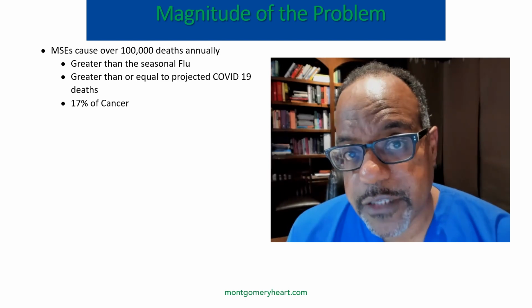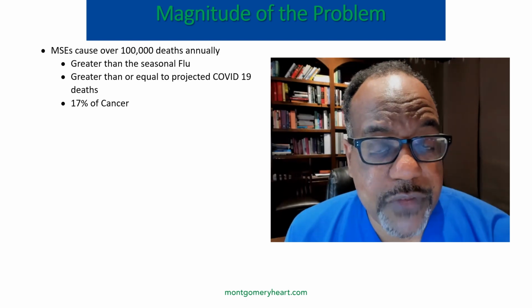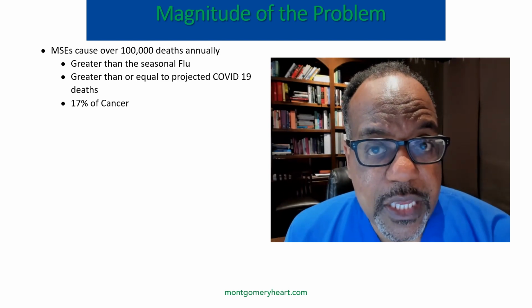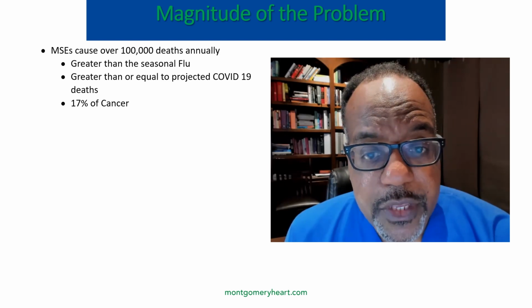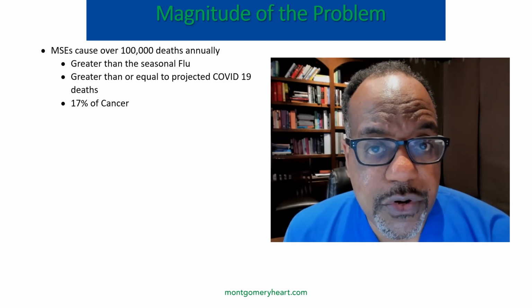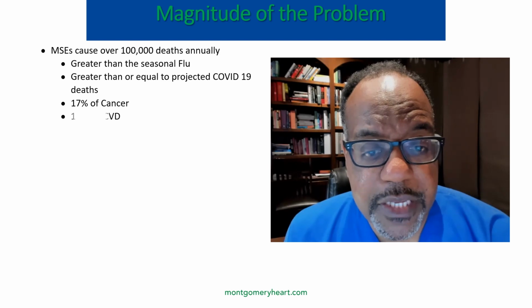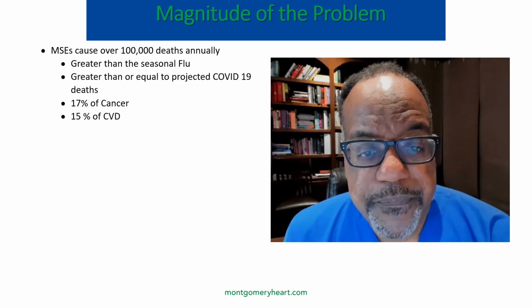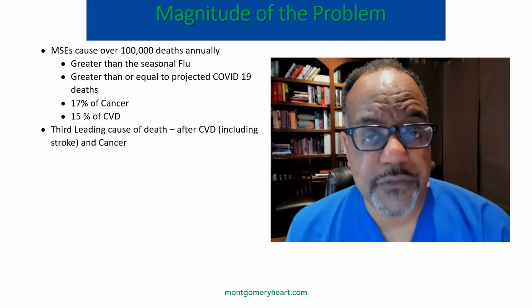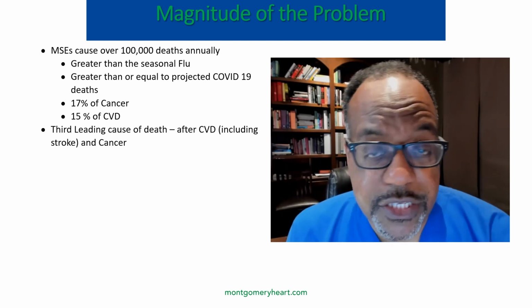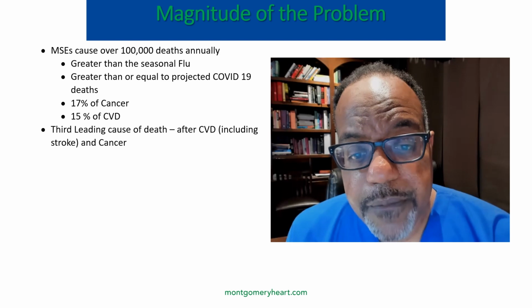They're projecting the deaths to be somewhere in the neighborhood of 100,000 this year. We don't know that for sure. It may be lower, it may be higher, but it's still somewhere on the order of the same number of deaths as medication side effects. It's only 17% of the cancer deaths and only 15% of the cardiovascular disease deaths. That's heart disease and stroke combined.